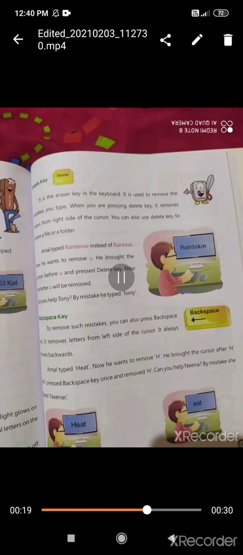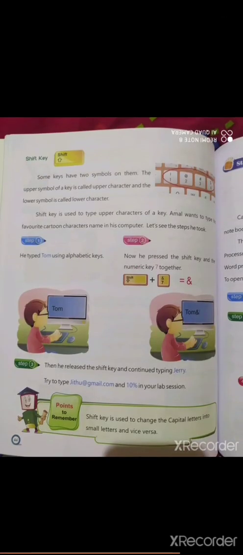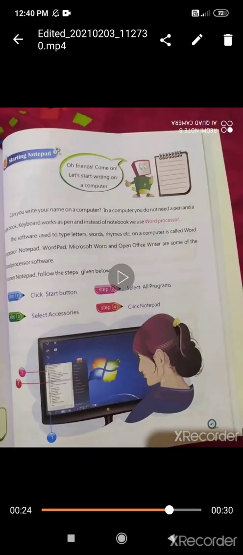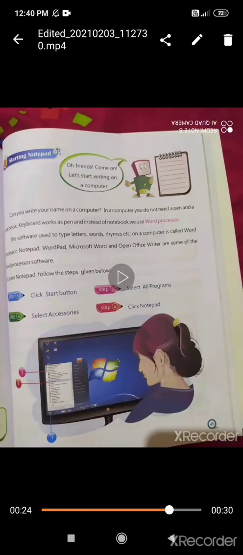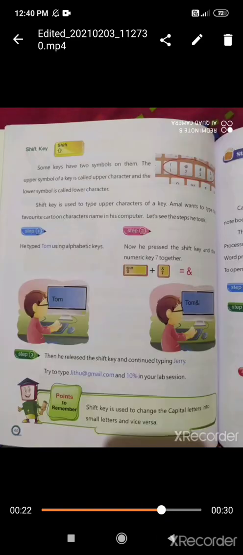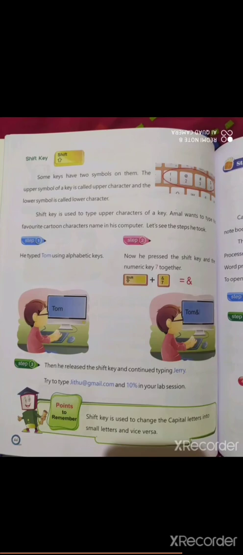Next one, shift key. Shift key means some keys have two symbols on them. The upper symbol of a key is called the upper character and the lower symbol is called the lower character. Shift key is used to type upper characters.